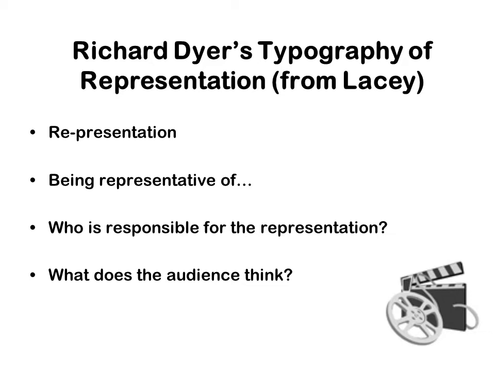Number 2, being representative of what? We have to represent a social group of people. We will speak about an important key element of representation, what we call stereotype. Here we will represent specific people, for example, a specific group of people inside society, and we will represent them in terms of specific purposes. Number 3, who is responsible for the representation?